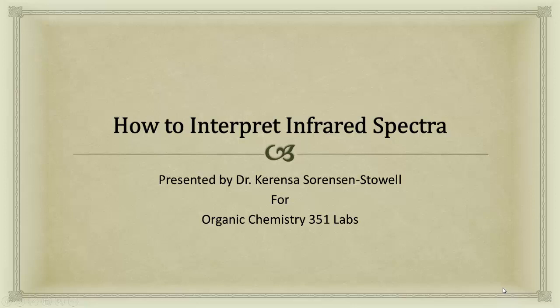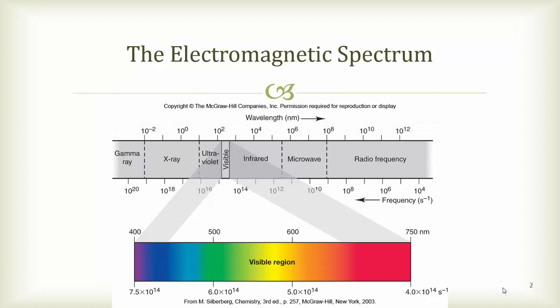The information presented in this video is meant to help students interpret infrared spectra at the level of Organic Chemistry 351 lab. Infrared spectroscopy is one of the fastest methods for determining information about the molecular structure on a wide variety of compounds. It is especially useful in determining the presence of a variety of functional groups that may be contained in a given compound. IR spectroscopy relies on the absorption of light in the IR region of the electromagnetic spectrum.